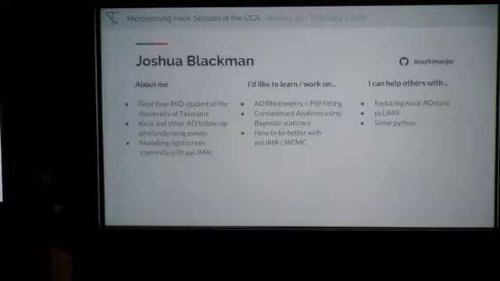I'm mainly interested in figuring out contaminant analysis with Bayesian statistics for AO events, and also anything to do with photometry and PSF fitting. I would really like to know more about that. And in general, I'm always keen to get better at modeling, and specifically MCMC.